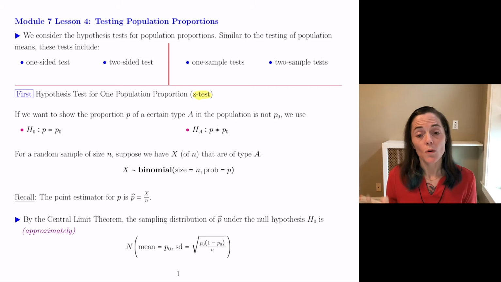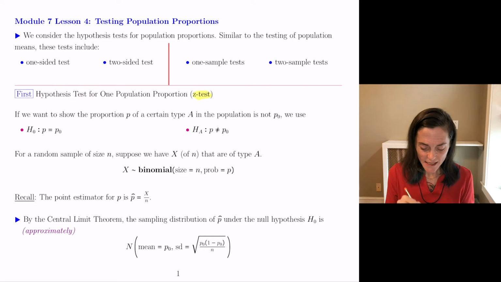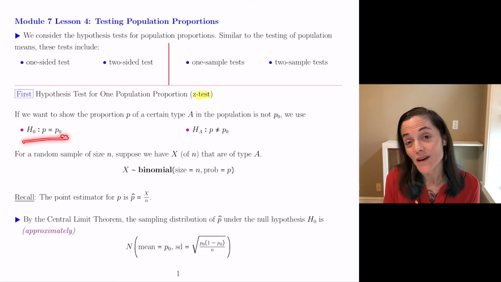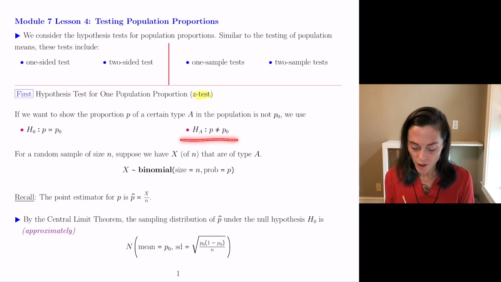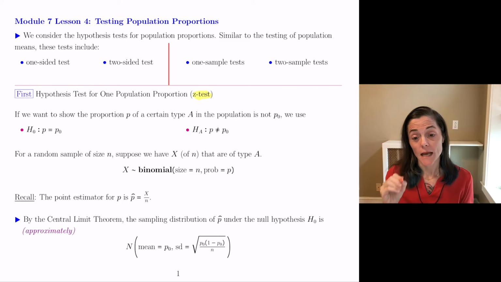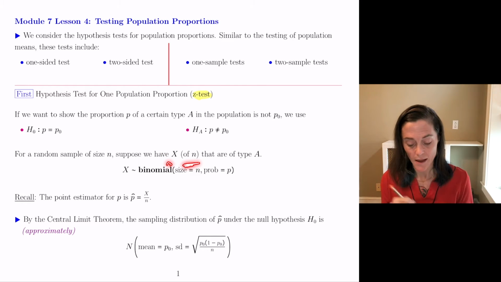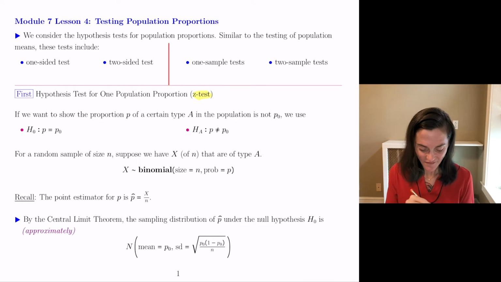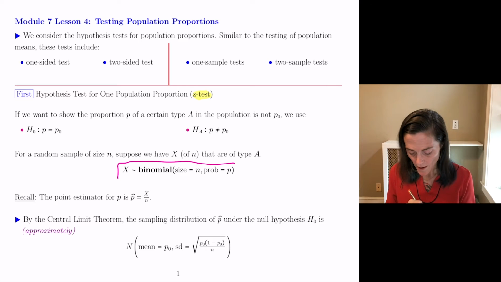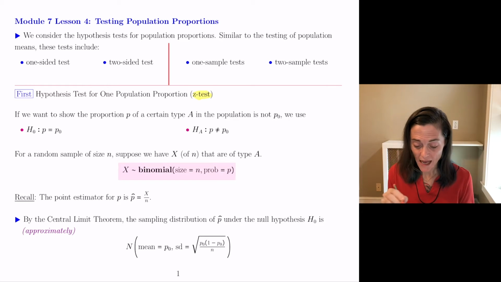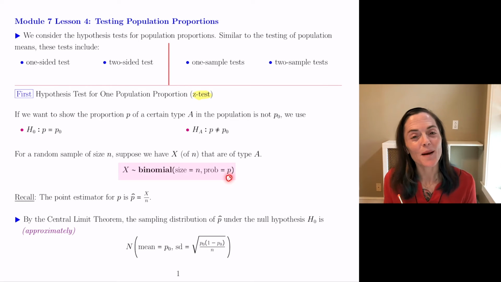If we want to show the proportion P of a certain type A in a population is not P0, our null hypothesis is H0: P equals P0, and the alternative is that P is not equal to P0. This will be a two-sided test. If we have a random sample of size n, suppose we have x of the n that are of type A, X is a binomial random variable with size n and some probability p.